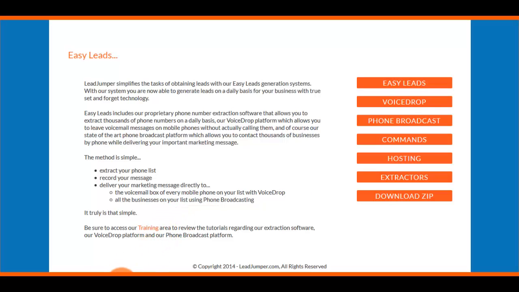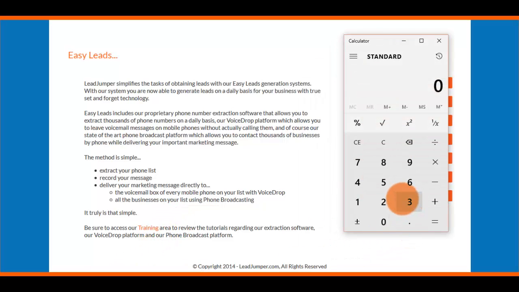Again, if you wanted to send out a message that was under 30 seconds, you're only going to pay 1.75 cents per drop. So let's say, for example, you wanted to send out a message to 10,000 cell phones. You could do 10,000 multiplied by 0.0175, which is 1.75 cents, and you can see that it would only cost you $175 to send out your message to 10,000 cell phones.